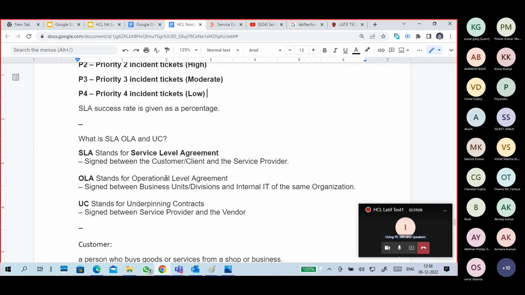Service level agreement, OLA and UC. So what is a service level agreement? It is a contract, a signed document, between the customer or client and the service provider. The service provider agrees to provide a service to the customer based on what is mentioned in the SLA. It is like terms and conditions.